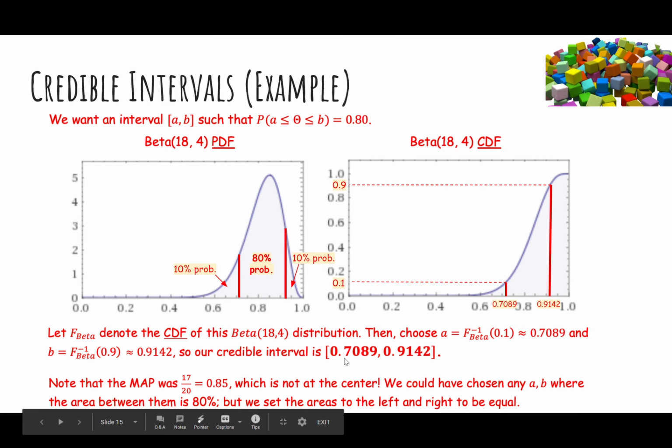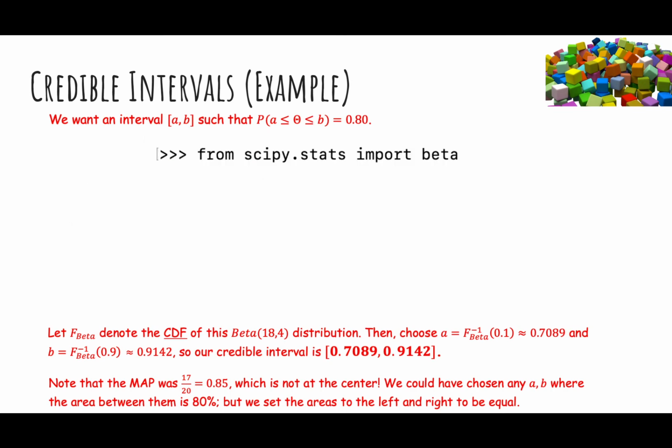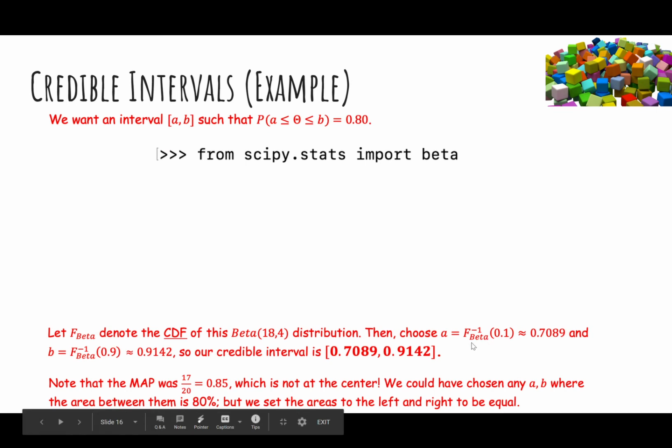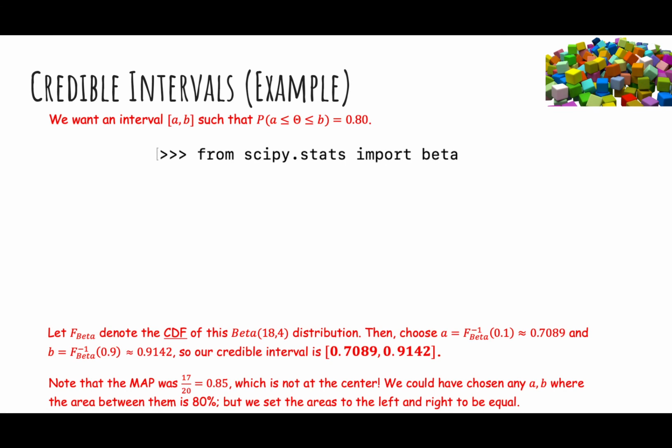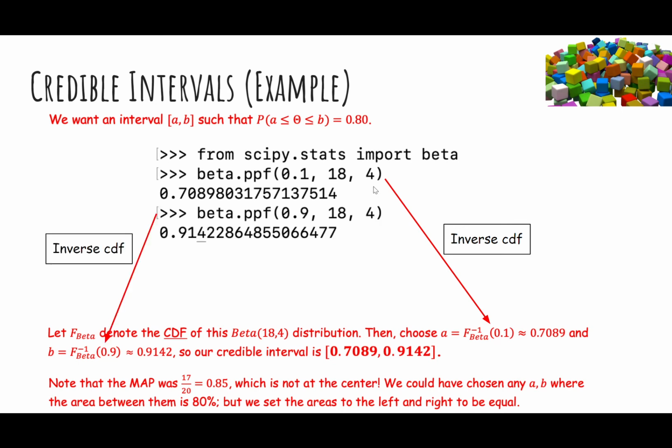Notice that the MAP estimate is 0.85, which is not at the center of our credible interval. We could have actually chosen any a or b such that the area between them is 80%. We just chose these so that the areas to the left of the interval and to the right are equal. Of course, the inverse beta CDF seems really weird to compute, but thankfully Python has a function that already computes it for us. All we have to do is call beta.ppf at 0.1 and then input the parameters of the beta distribution.